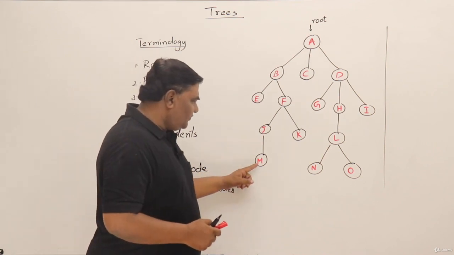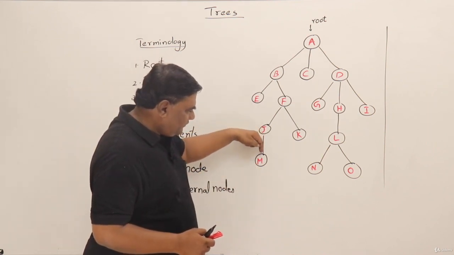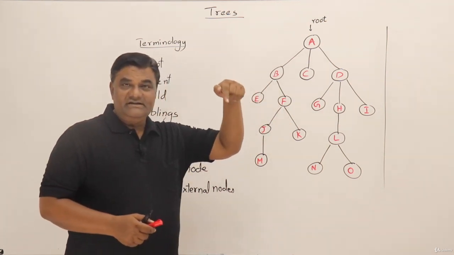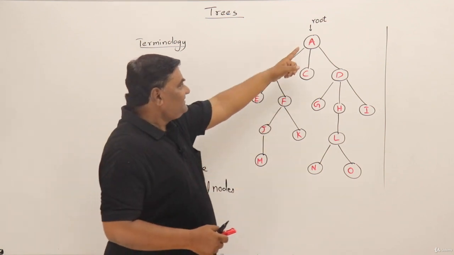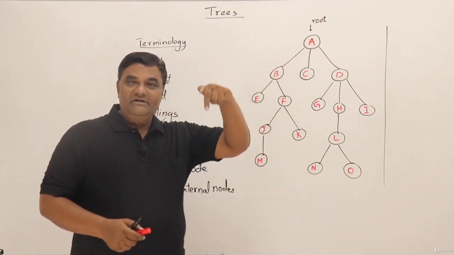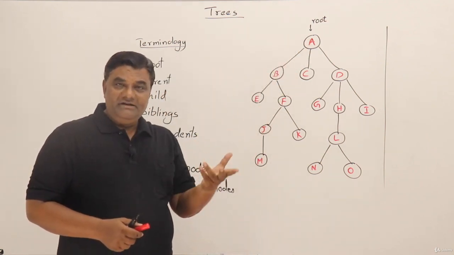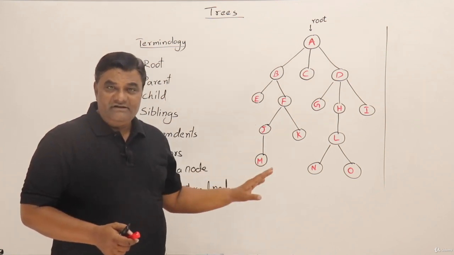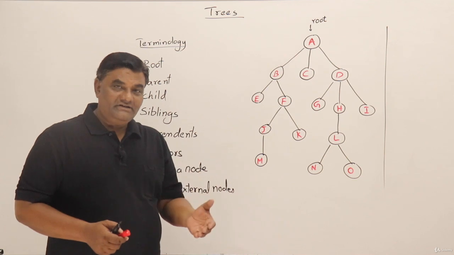If there are n nodes, then there will be n minus 1 edges. Because for each node, you can see that there is an edge coming over that node. Every node has an edge coming from its parent, except root. Root is not having an edge coming from any parent because that is the parent of all the nodes. So if there are n vertices, then there will be n minus 1 edges.